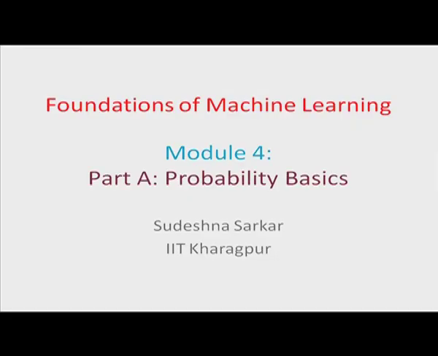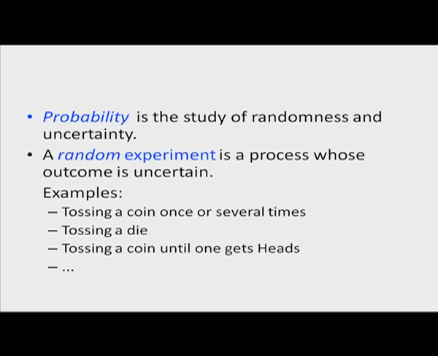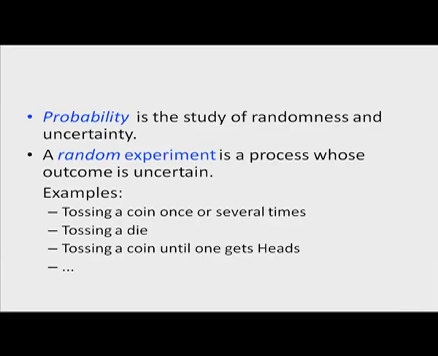Many of you may be familiar with probability. Probability is the study of randomness and uncertainty. Many times there is a lot of uncertainty in the world and we cannot predict exactly what will happen, and probability is a framework for representing and dealing with uncertainty and randomness. So, we will look at certain definitions pertaining to this study of uncertainty.